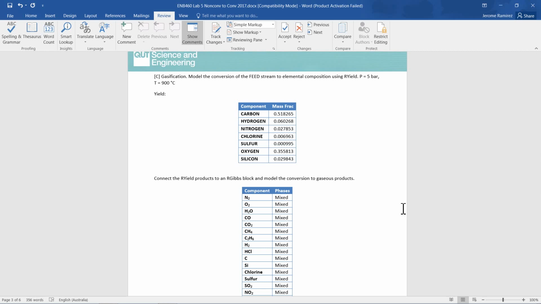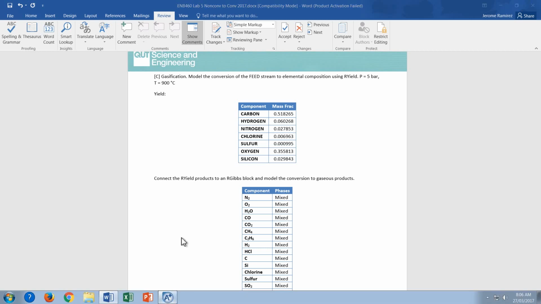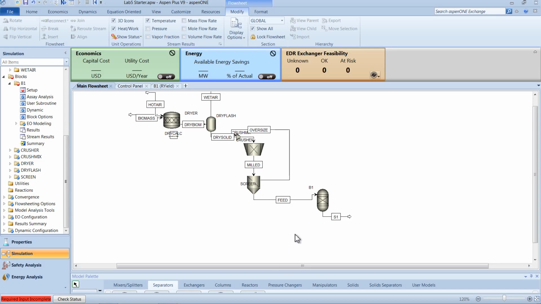Hello. In this video, we're going to try to model a gasification process using RGibbs to model the conversion of the feed stream into an elemental composition. So this is the yield we're going to use with a pressure of 5 bar and a temperature of 900 degrees Celsius. It's going to be the same setup with a feed stream here, the RYield reactor there, and a product stream there.